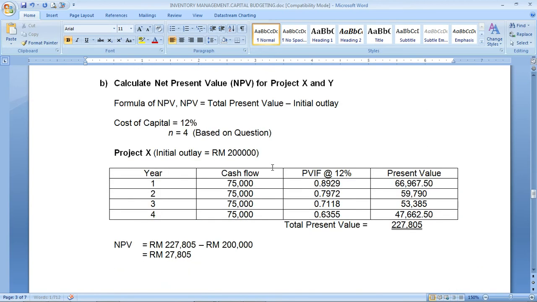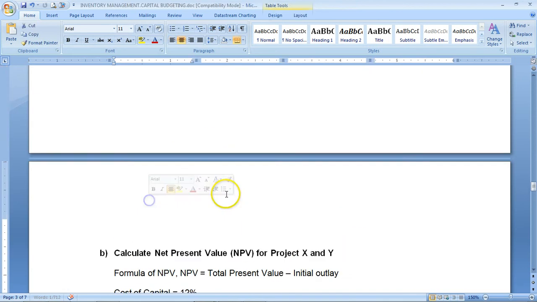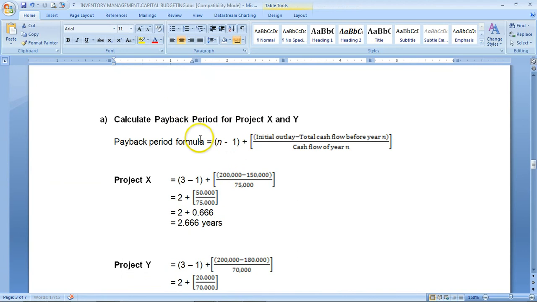Okay, now class, NPV is a formula: total present value minus your initial outlay, also known as what, class? Correct, initial investment. So your cost of capital is 12%. Don't make any careless mistake, class. Don't base it on the end of your payback period. A certain careless mistake by students is that they construct this table only up to the third year because they base it on this end. It's wrong.